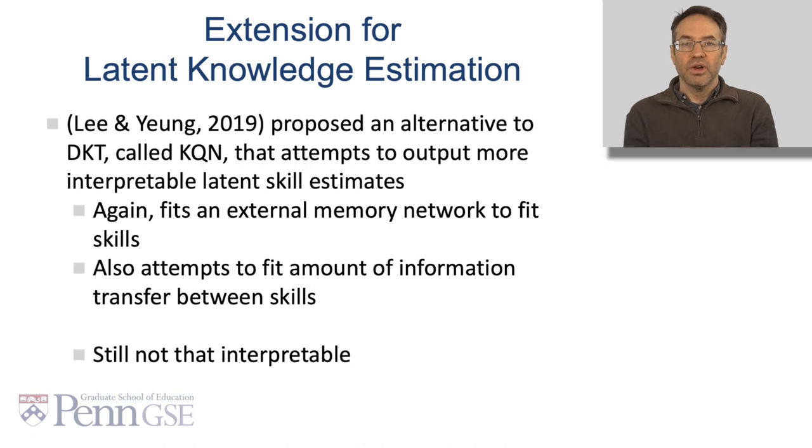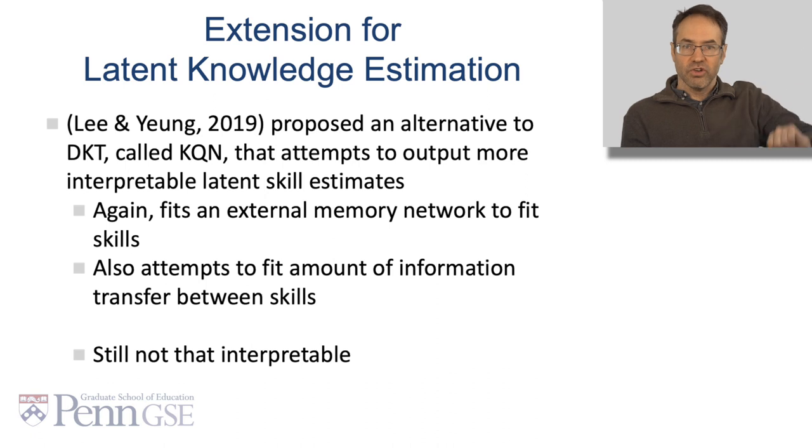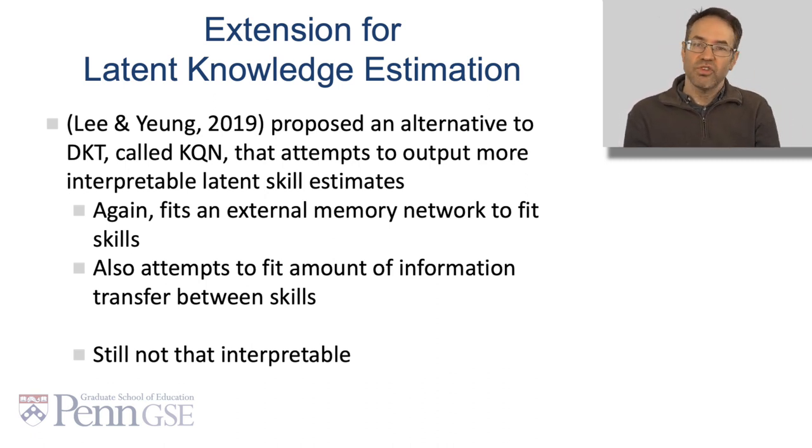Lian Jung, 2019, same Jung, proposed an alternative to DKT called KQN that attempted to output more interpretable latent skill estimates, again fitting an external memory network to fit skills. At this point, also attempting to fit the amount of information transfer between skills, which might remind you of Seo Pedro's work from the previous lecture. But it turned out that it still just wasn't all that interpretable.